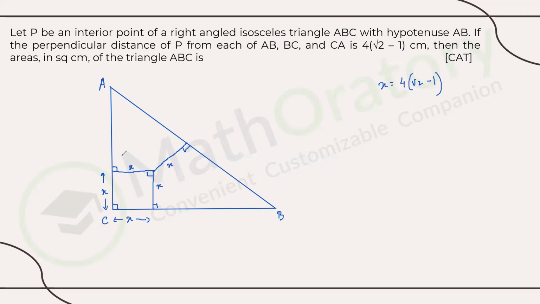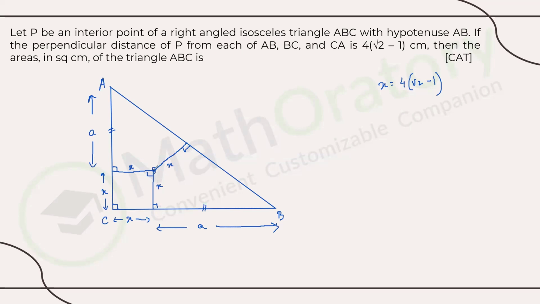Obviously, it being an isosceles right angle triangle, the two legs of the right angle triangle should be equal, implying this part should be equal to this part. Now suppose I consider this part to be A, this much to be A. So this must also be A, right? Now this is the part, if you understand the concept of incircle, this becomes very easy to solve.